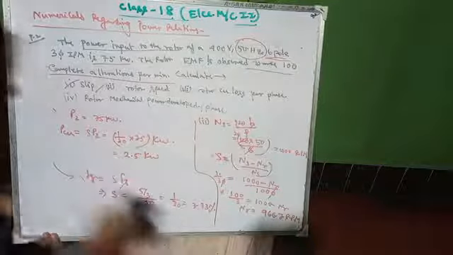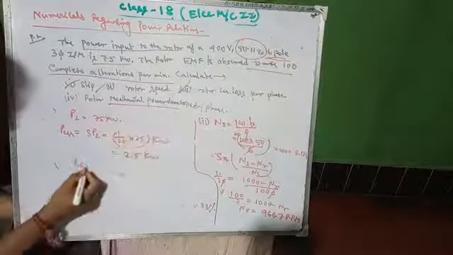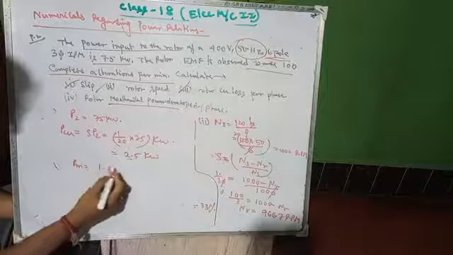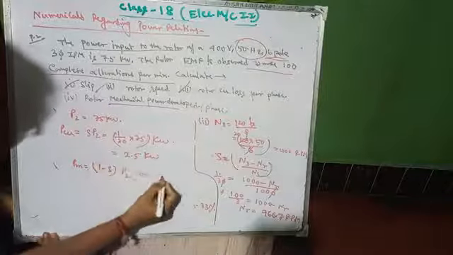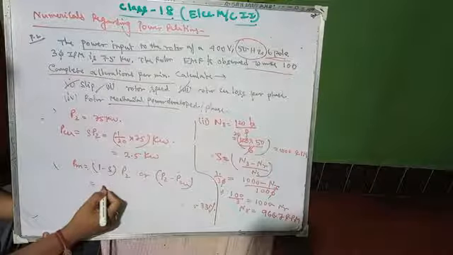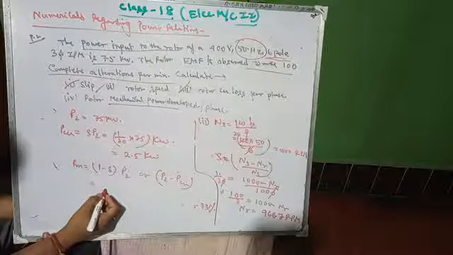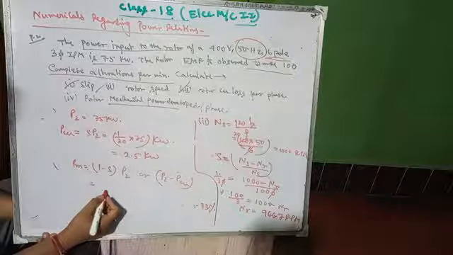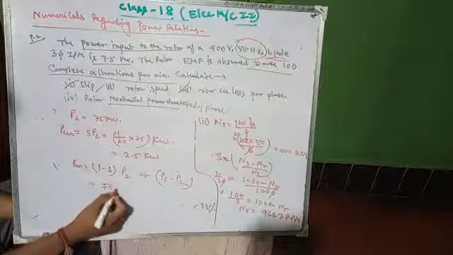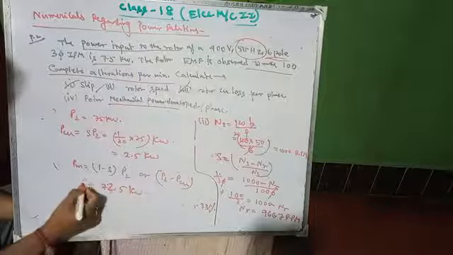Okay, so next one, the mechanical power developed. So PM should be calculated. PM equals what? (1 minus S) into P2, or you can say P2 minus PCU. Whatever you can find, it will be 2.5 subtracted from 75, that is, sorry, 72.5 kilowatt. Okay, PM.